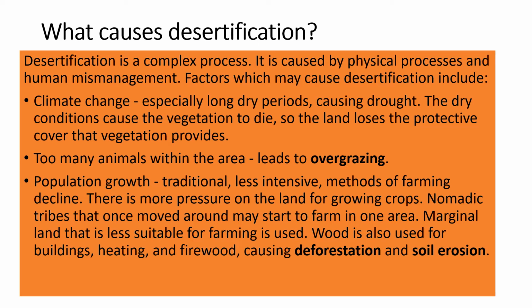However, recently, more and more farmers are moving onto the land that's not as suitable for farming and they're ruining it. They're also stripping the trees of wood or removing the trees entirely to use the wood for building, for heating, which has obviously led to more and more deforestation and soil erosion.